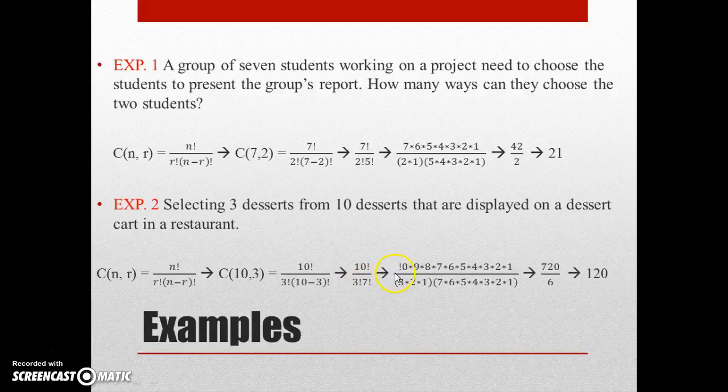Again, we break it down. It's 10 times 9 times 8 times 7 times 6 times 5 times 4 times 3 times 2 times 1 over 3 times 2 times 1, and then 7 times 6 times 5 times 4 times 3 times 2 times 1. That's 10 factorial over 3 factorial, 7 factorial. We figure out that the 7 factorial parts can get eliminated, so then we just solve for 10 times 9 times 8, which is 720, over 3 times 2 times 1, which is 6, and we get 120 ways.